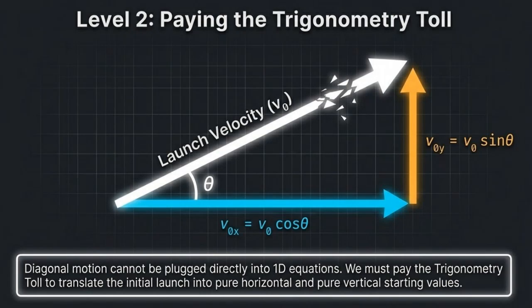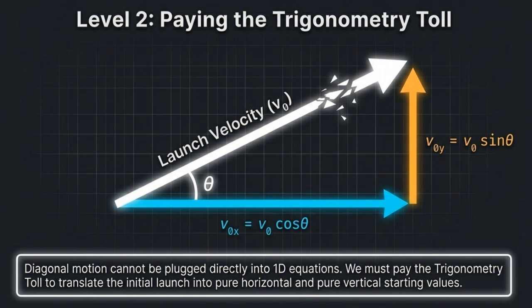When we launch an object at an angle, its velocity has both horizontal and vertical components. We can't just use the diagonal velocity as is in simple one-dimensional equations. Instead, we break it down into these two components using trigonometry. The horizontal velocity is found by multiplying the launch speed by the cosine of the angle, and the vertical velocity comes from the launch speed times the sine of the angle.